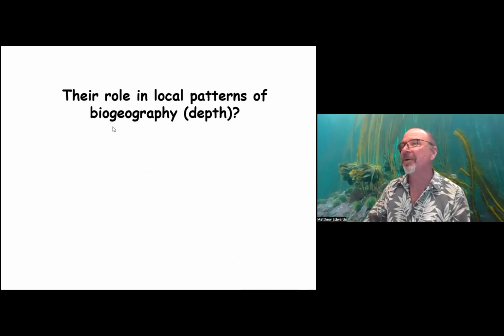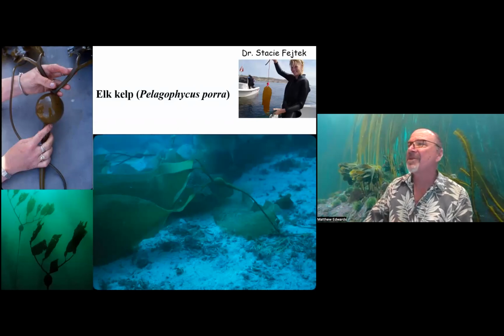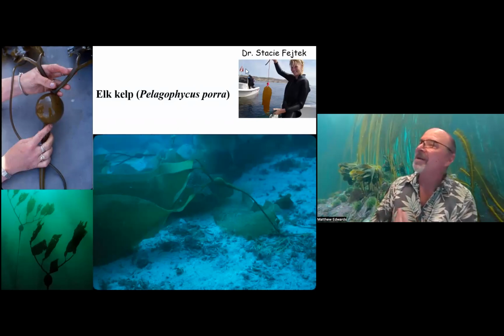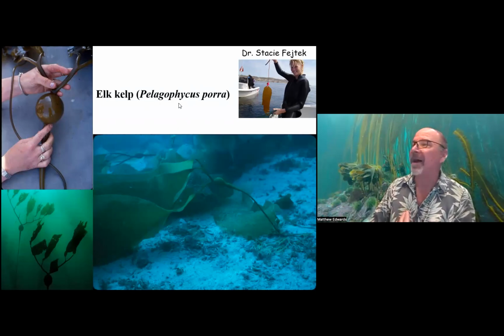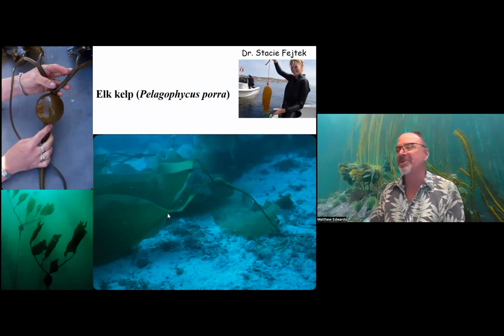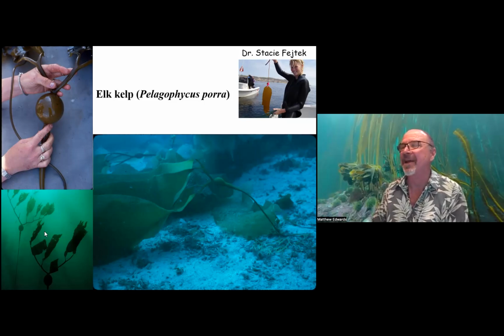So what about, another thing we asked, what about local biogeography, like depth? This is Dr. Stacy Fatek. She did her master's degree in my lab and went on to UCLA. I think she worked with Peggy Fong up at UCLA. And Stacy worked with elk kelp, Pelagophycus porra, down here in San Diego. This is the Catalina population. This is what they look like in San Diego.